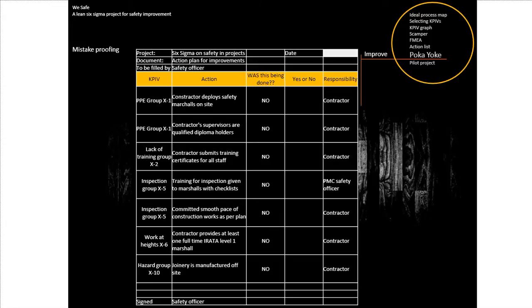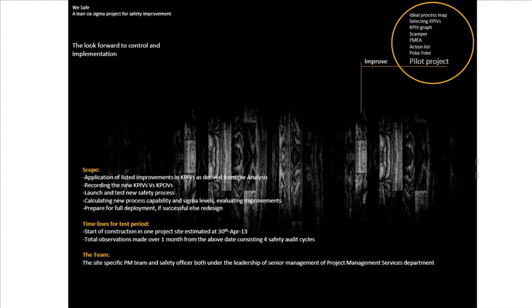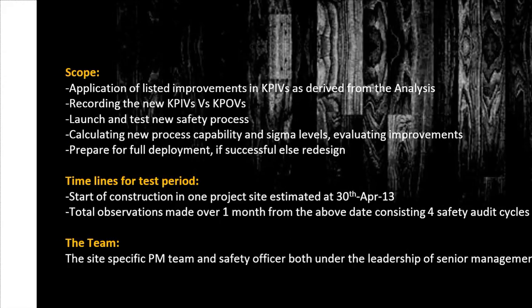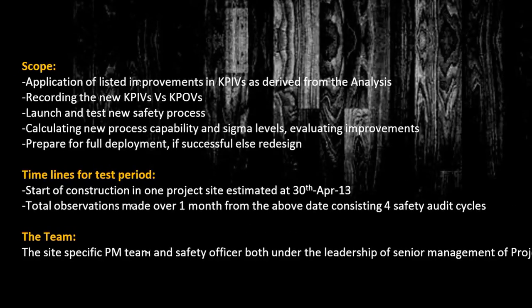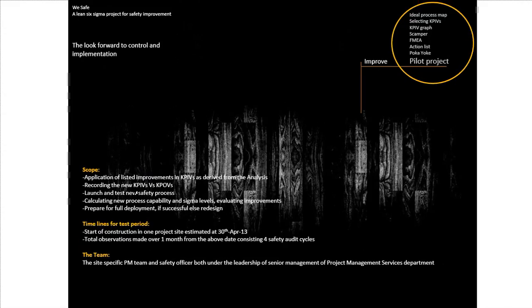Training for inspection given to marshals with checklists, committed smooth pace of construction works as per plan. Contractor provides at least one full-time IRATA certified level 1 marshal if any scaffolding work is involved. The joinery must be manufactured off-site. We have decided to run a pilot project in one of our upcoming construction sites for 1 month and record the results. Now it's time to look into our new process for safety.